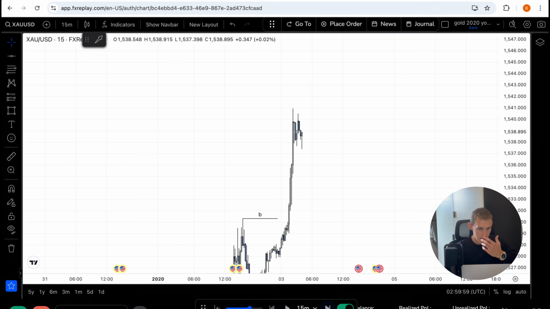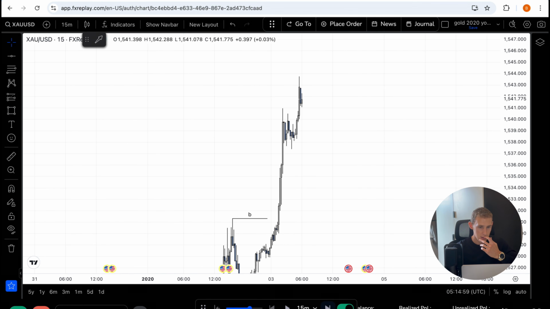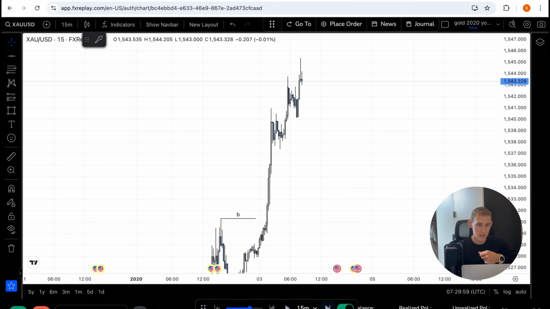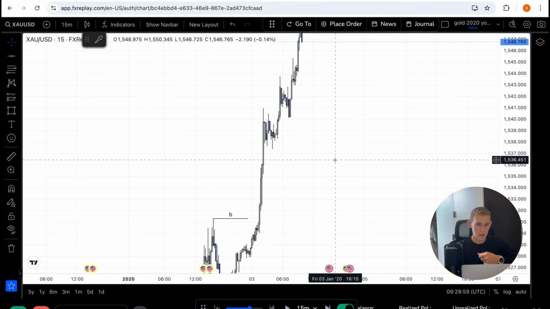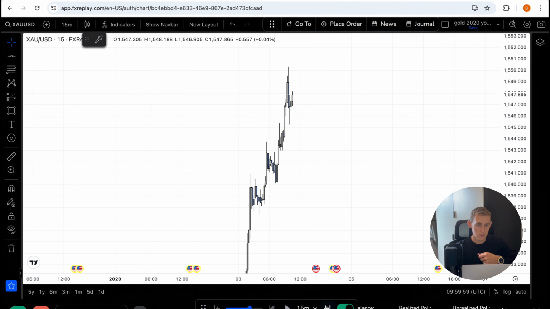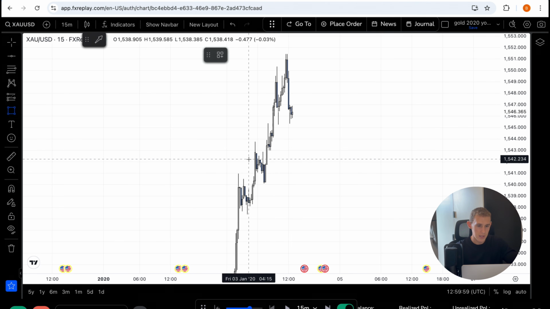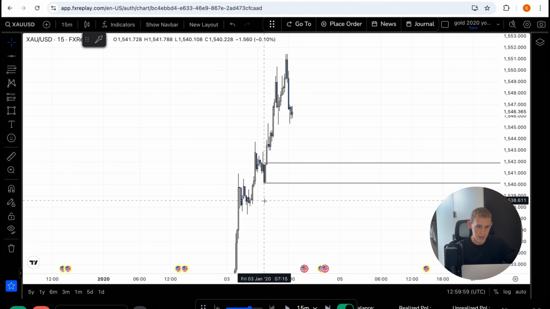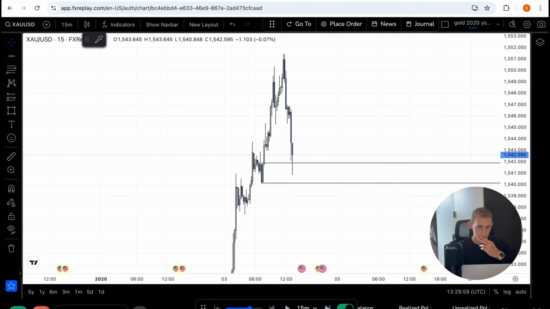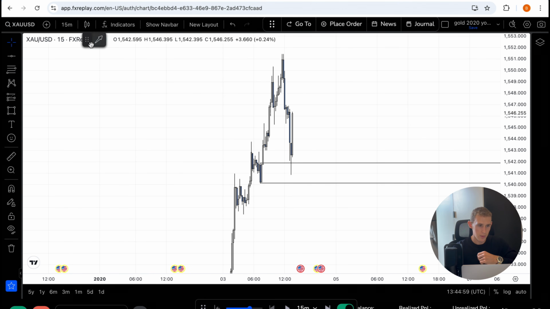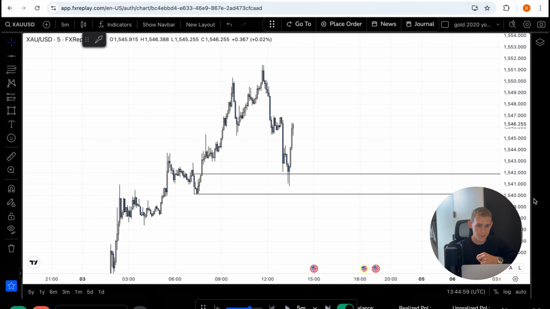Again, gold continuing up with all of this momentum, so just expecting smaller retracements here. Let's see if it actually retraces. Maybe we could see a reaction to this demand here. All right, there we go. Let's have a look on M5.